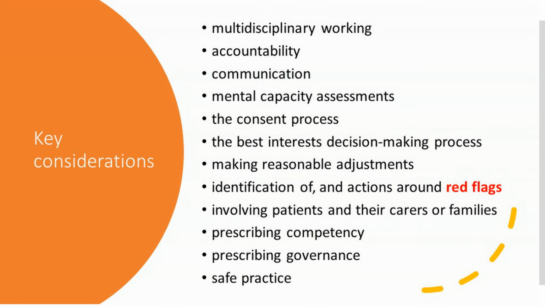An important case which highlights these issues and the need for multidisciplinary working, accountability, communication, mental capacity assessments, the consent process, and the best interest decision-making process, making reasonable adjustments, identification of and actions around red flags, involving patients and their carers or families, prescribing competency and prescribing governance, and measures to ensure safe practice, is that of Oliver McGowan. You'll find a link to a presentation on this in the comments section.